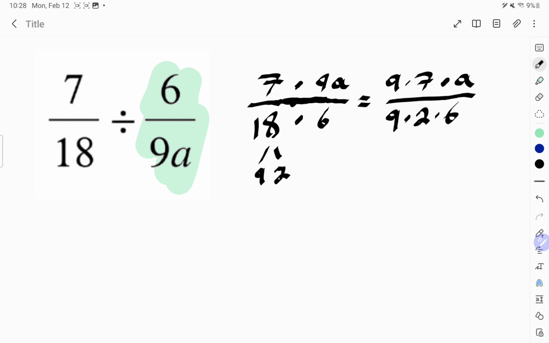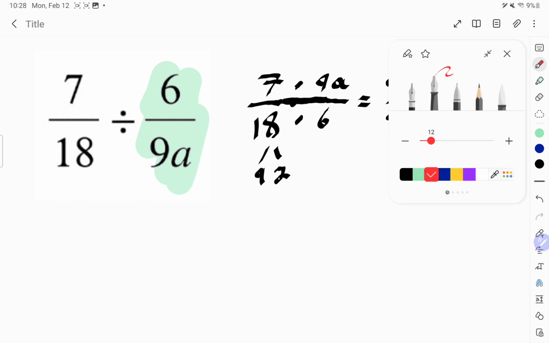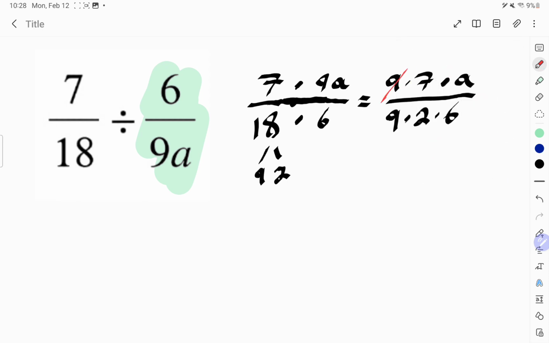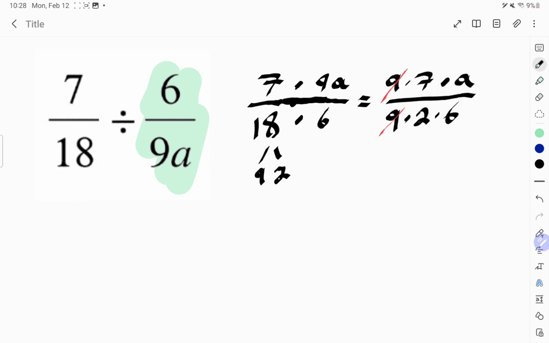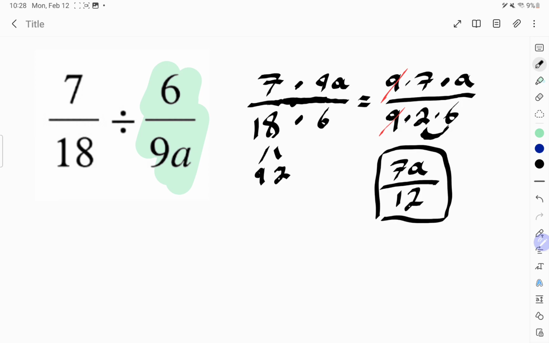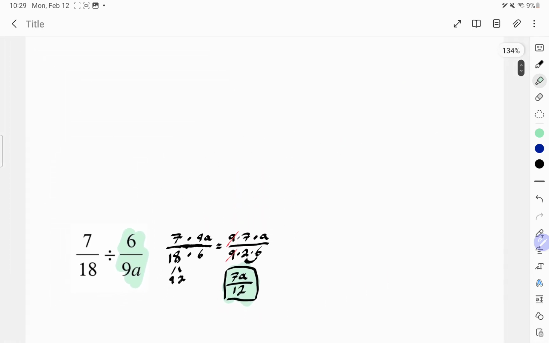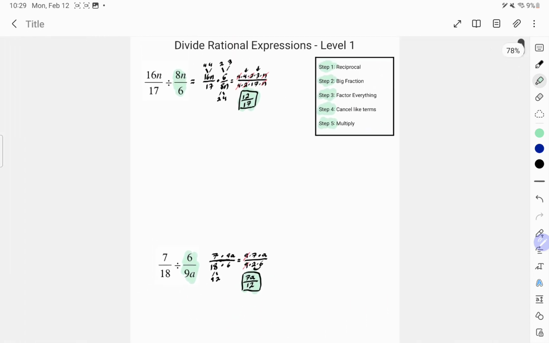All right, what can we cancel? So I know the only thing I'm going to be able to cancel are the two 9s. Everything else stays the same. And like I said, multiply if you need to multiply. On the top, we're just going to have 7a. But on the bottom, we need to multiply that 2 and that 6, which is going to be 12. And that is it. We're done with this one too. That is my answer. That is how you're going to be doing type 1 problems.